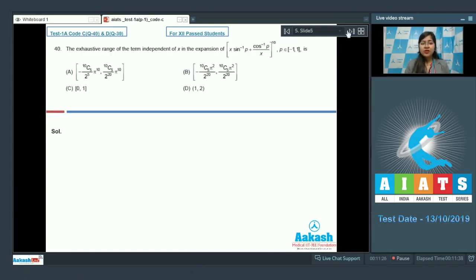Next is question number 40, which says that the exhaustive range of the term independent of x in the expansion of (x sin inverse p plus cos inverse p divided by x) whole raised to the power 10, where p lies between minus 1 to 1. So we have to find the term independent of x. Let's write down the general term, that is 10Cr (x sin inverse p) raised to the power 10 minus r into (cos inverse p divided by x) raised to the power r.